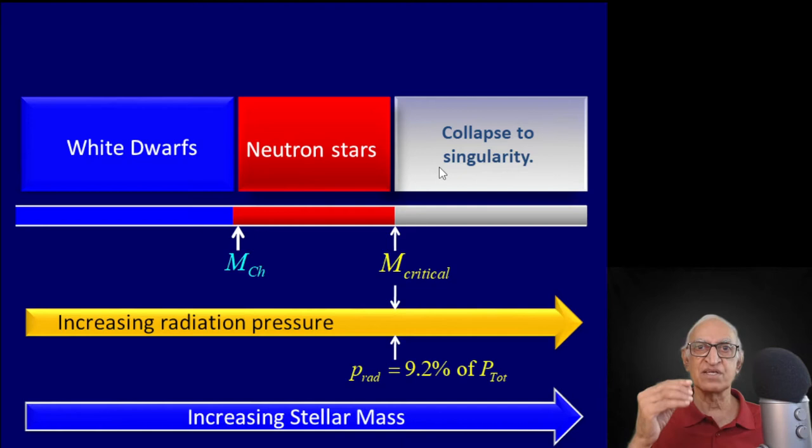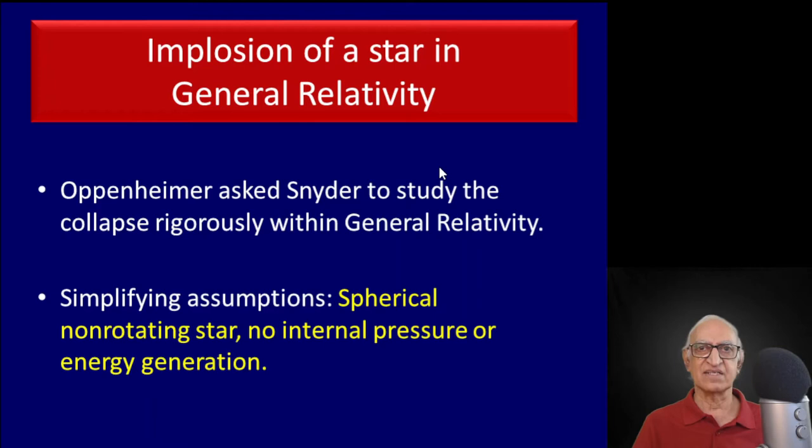In 1939, Oppenheimer probably was not aware of this paper by Chandrasekhar, published in a German journal in 1932. He asked another student, whose name was Hartland Snyder, to rigorously study the collapse of a massive star within the framework of general relativity.